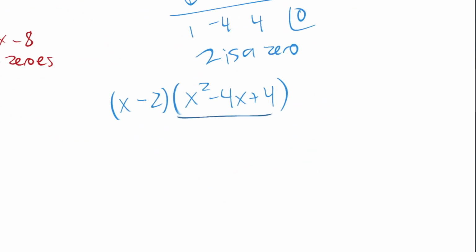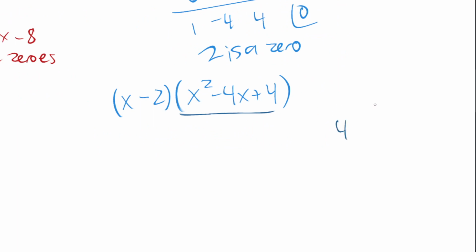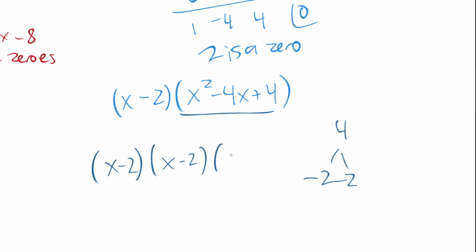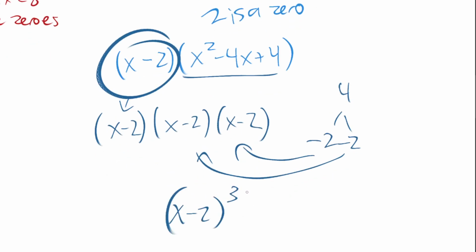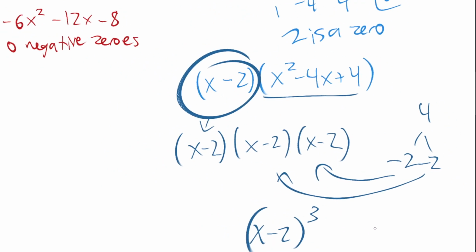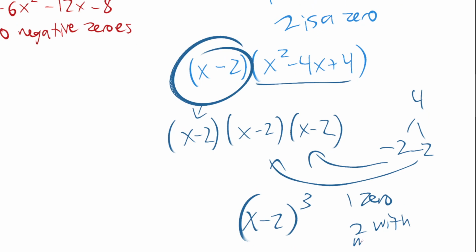And so in this case, a times c is 4, because 1 times 4 is 4, and the factors of 4 that will multiply to positive 4 and add up to negative 4 are negative 2 and negative 2. So we'll have x minus 2, x minus 2, and x minus 2, because this stays from here, but this will factor down into this, right? So we'll have an x minus 2 cubed. Basically, we'll have a zero at positive 2 with multiplicity 3.